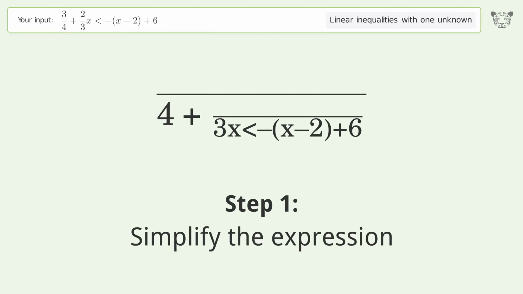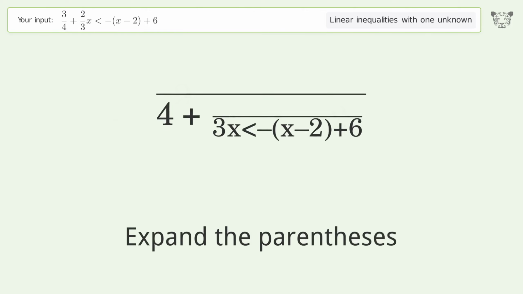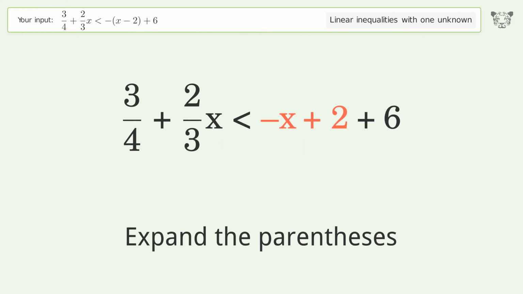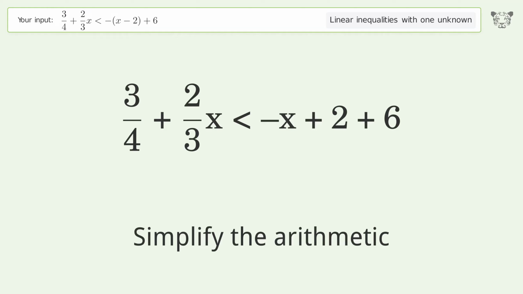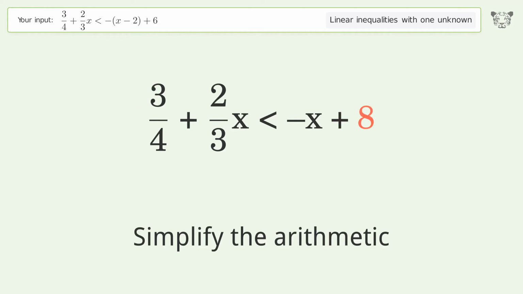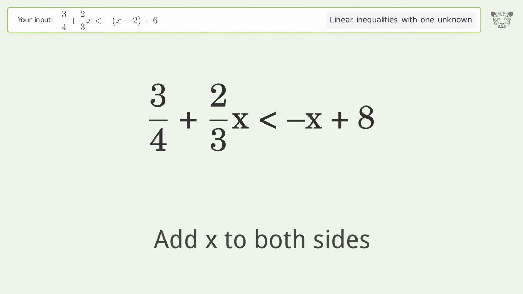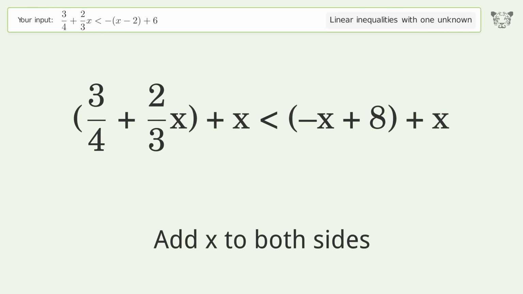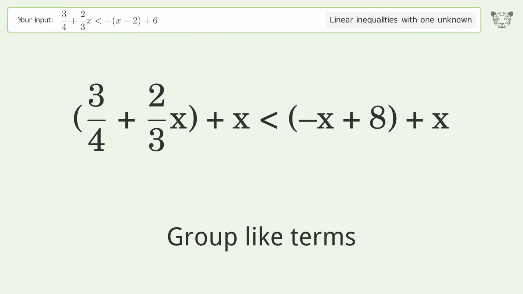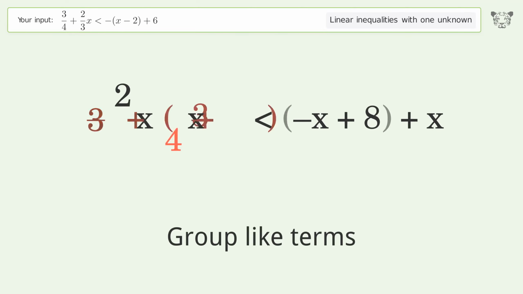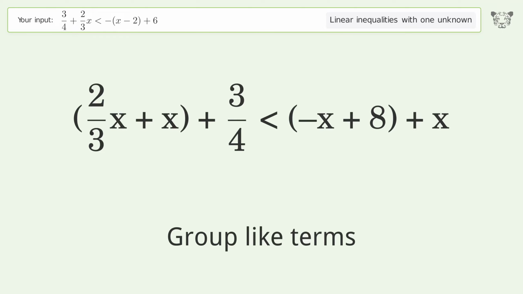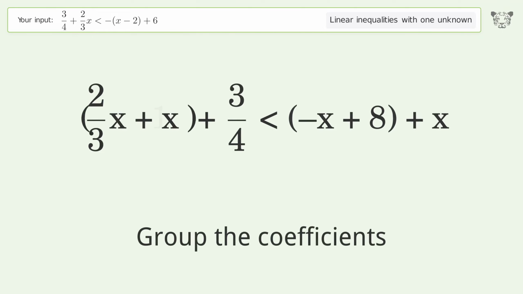Simplify the expression. Expand the parentheses. Simplify the arithmetic. Group all x terms on the left side of the inequality. Add x to both sides. Group like terms. Group the coefficients.